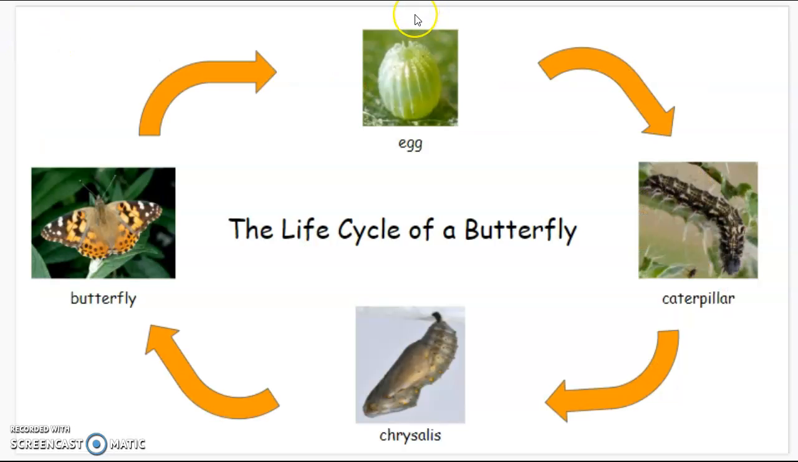So let's pull it all together. Here is the egg, which is the first stage in the life cycle. Then it goes to the caterpillar. The caterpillar turns into a chrysalis and undergoes metamorphosis, where it comes out as a butterfly. And then that butterfly lays more eggs, and the cycle just continues, as you know.